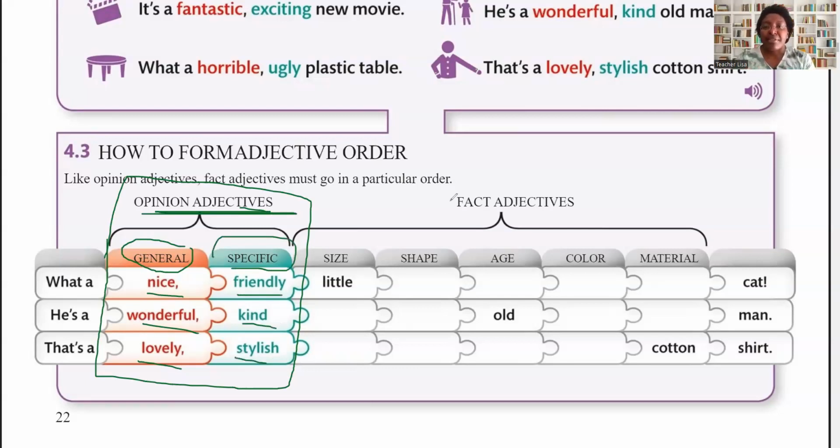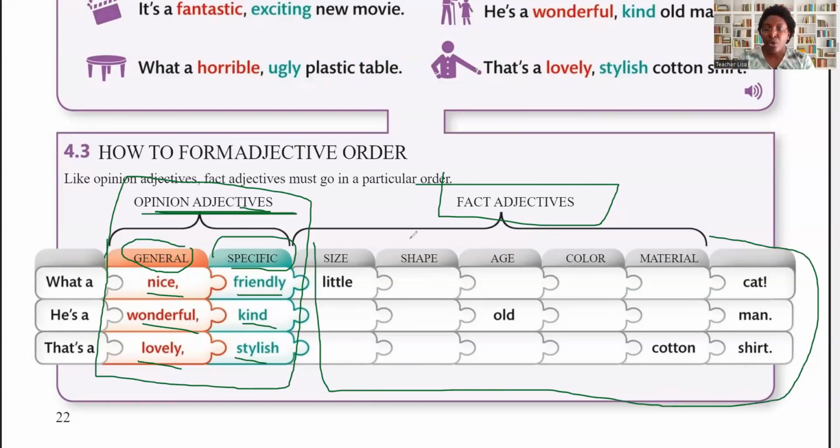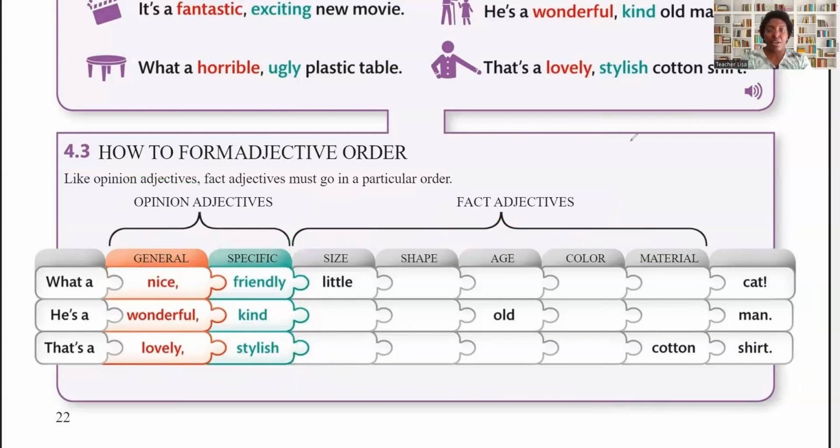Then let's look at the fact adjectives. So the fact adjectives also have an order. We always start with the size, then we talk about the shape, the age, the color, the material. That is a grammar rule. You're welcome to pause the video to take a further look at this if you're taking notes, so you can go ahead and pause that video. Let's move on.